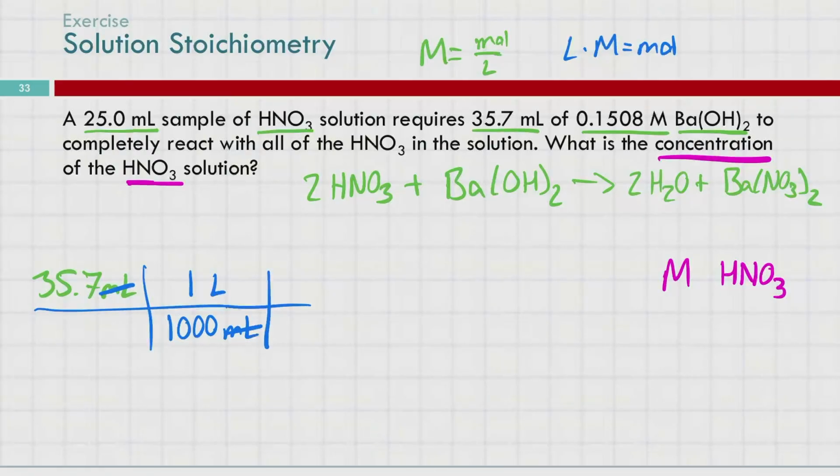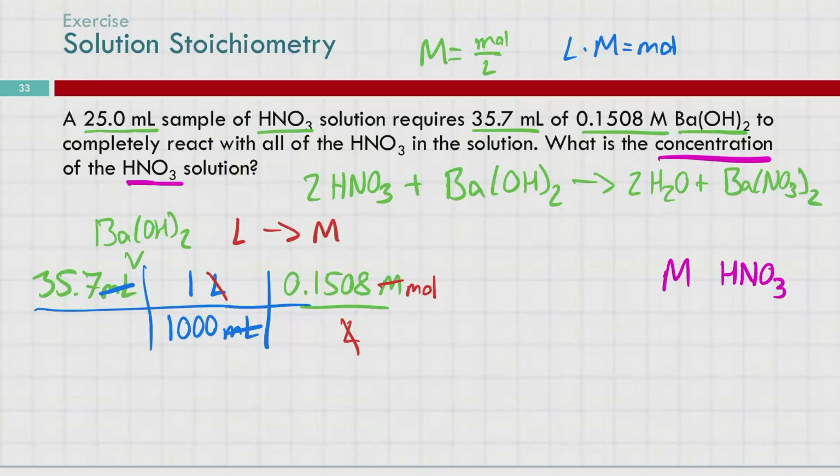So if we multiply by our molarity, 0.1508 molar, there should be barium hydroxide here to start. If we multiply by our molarity, this will give us the moles. Since molarity is moles over liters, the liters cancel. We now have moles of barium hydroxide. So for those of you keeping track, liters to moles.